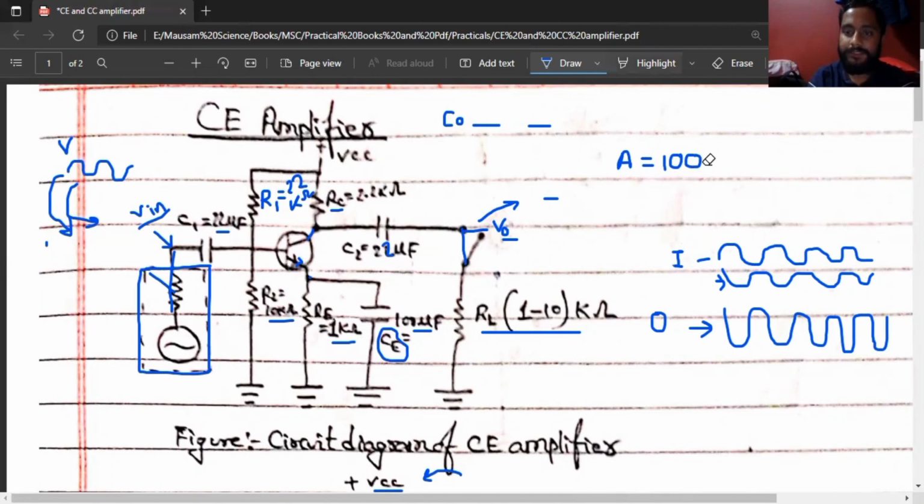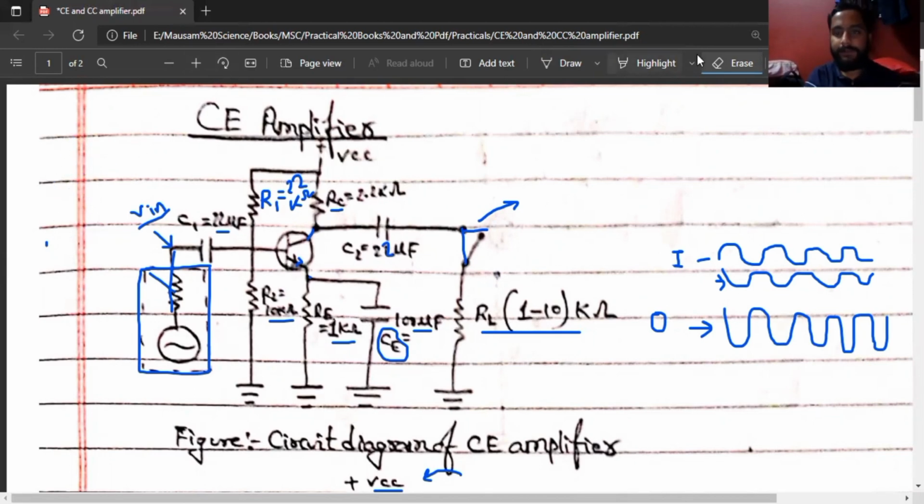Okay, I would like to erase whatever I have drawn here. So this CE amplifier is also known as an inverter.